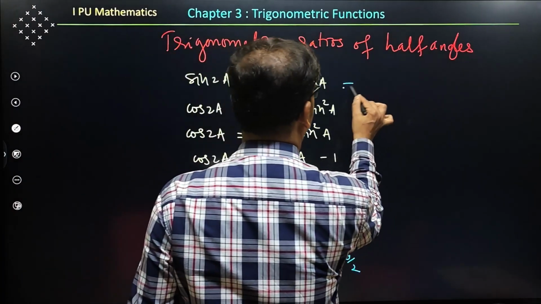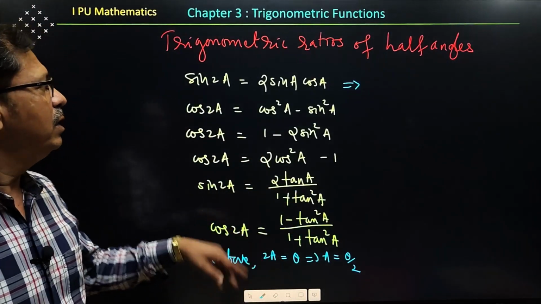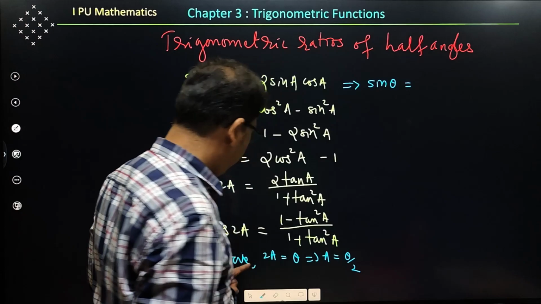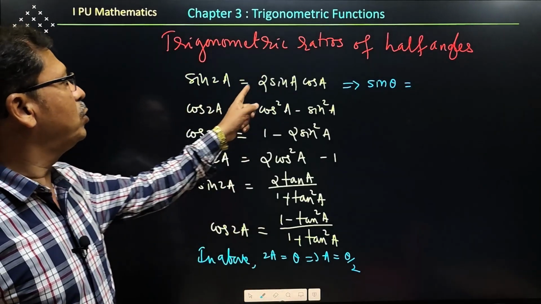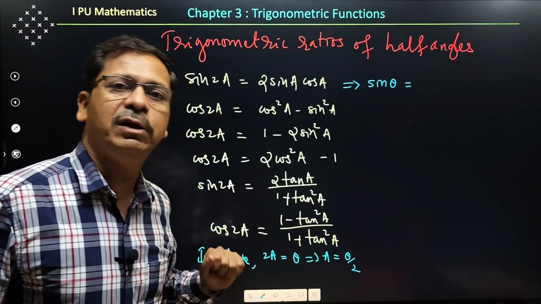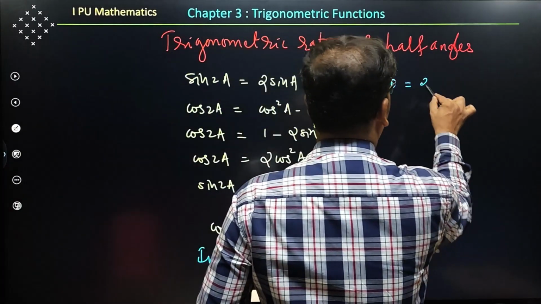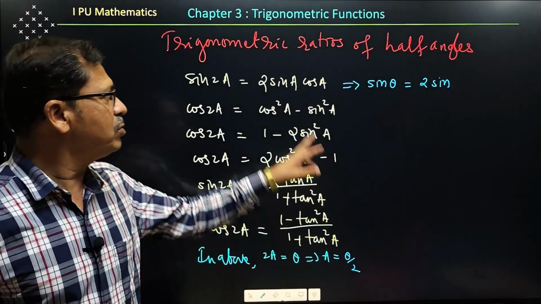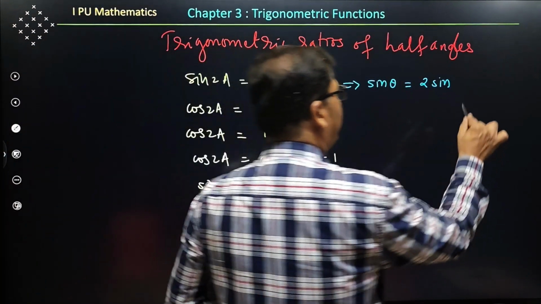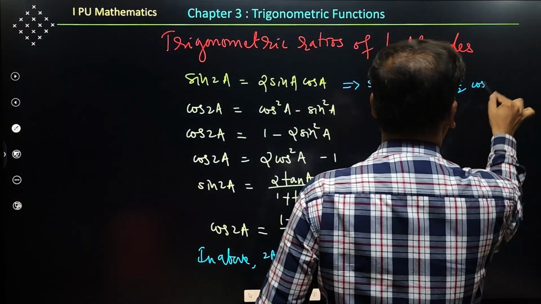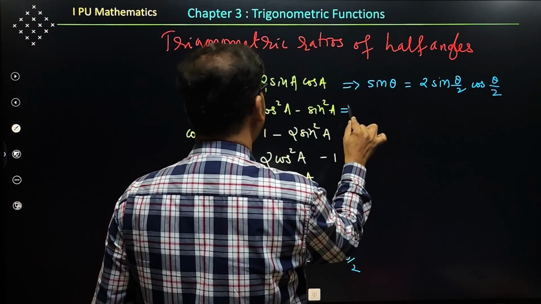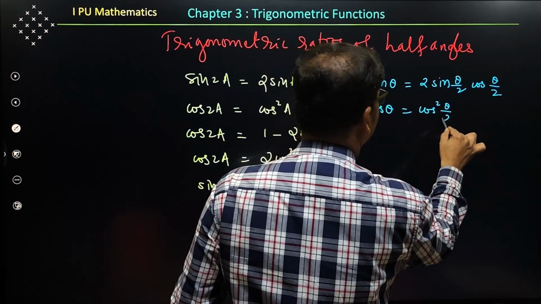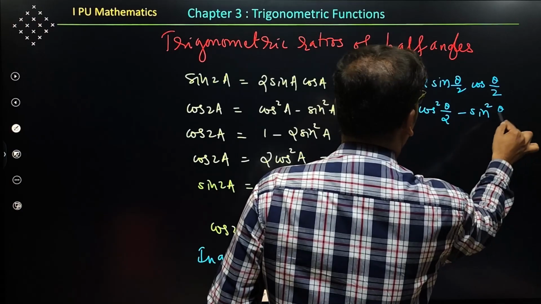So with this change, the result reduces to what? See what changes. Sin theta, simply sin theta. 2a is replaced by theta. So 2 into sin A cos A is there. A is replaced by theta by 2. Okay. 2 into sin A is replaced by what? See carefully. A is replaced by theta by 2. So that's why 2 into sin theta by 2 into cos theta by 2. This leads to cos theta is equal to cos square theta by 2 minus sin square theta by 2.